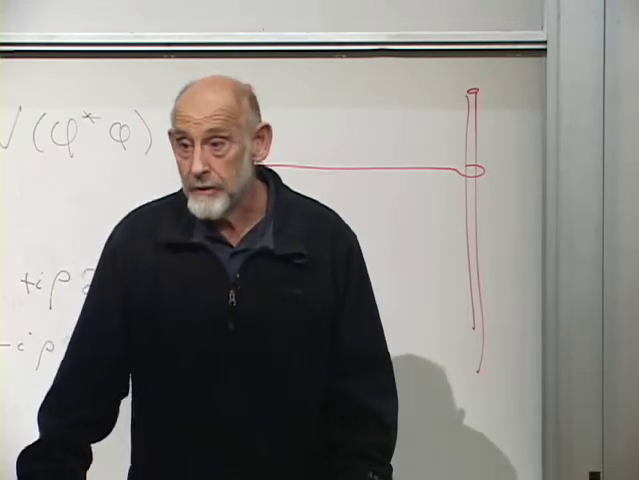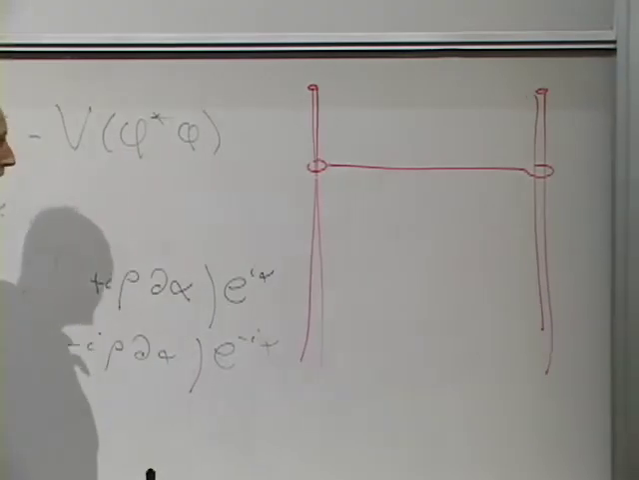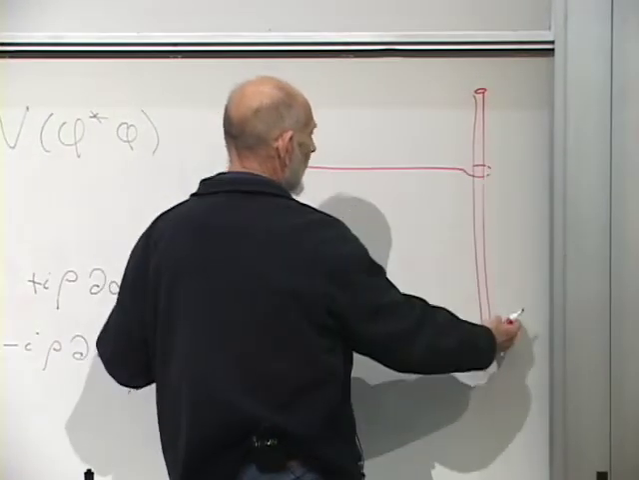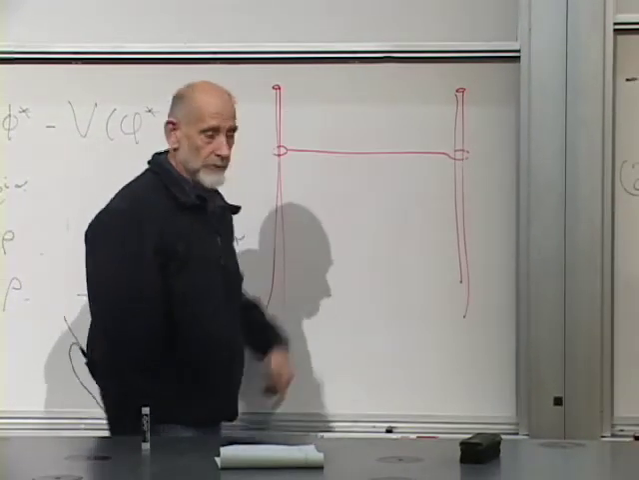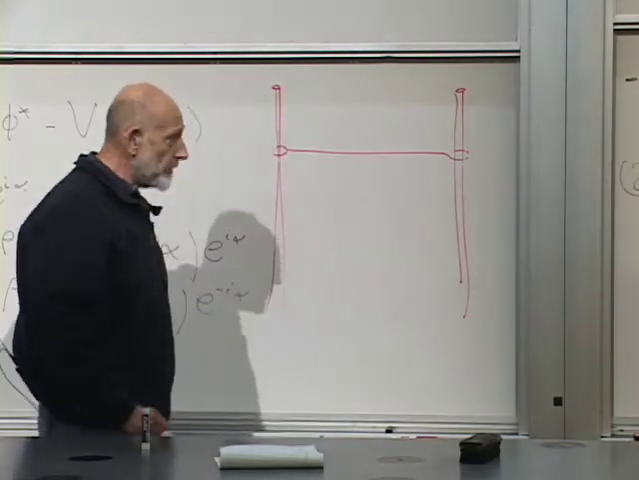Translation up and down, right. As I said, imagine no gravitational field. It costs no energy to move this whole thing up or down. So it's a symmetry. It's translation symmetry, just translation symmetry up and down. So first of all, there's a symmetry.